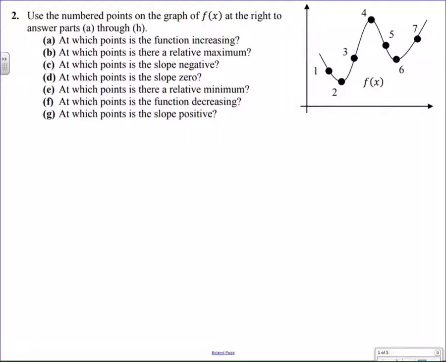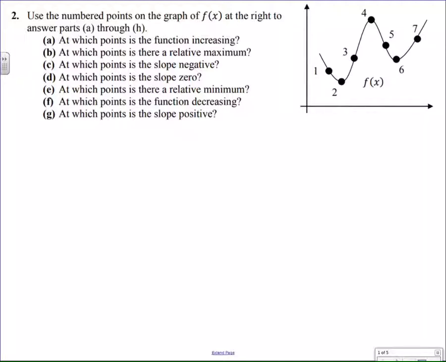So for starters, we're going to study this particular graph, and there's 7 points along the graph, and we have to identify which of those points are going to represent various characteristics. Now they talk about function increase, relative maximum, slope negative, slope zero, relative minimum, decrease, and slope positive. Whenever they say things about slopes being positive or negative, they're talking about the first derivative, and function increasing or decreasing, they're still talking about the first derivative, and relative maximum or minimum, they're talking about first derivative equals zero, slope zero, same thing.